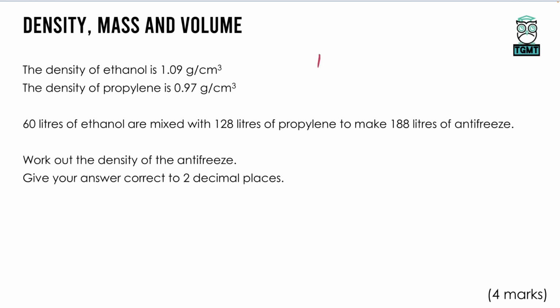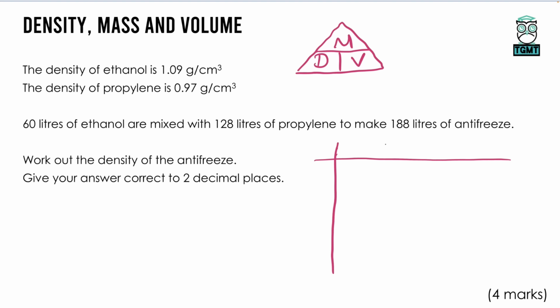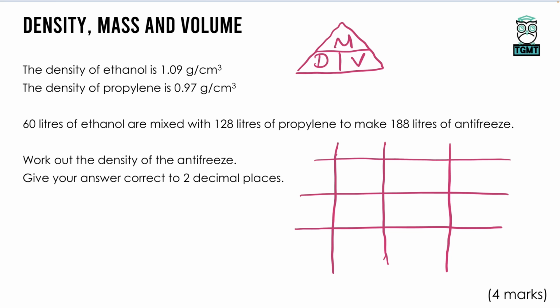Now the formula for density is that density is equal to mass divided by volume, and again we can use a formula triangle. So here we have lots of information. We've got lots of things getting mixed together. When we have this scenario, I like to draw it in a two-way table, just to keep everything really organised and clear as to what we have and what we're looking for. So we'll have a density, a mass and a volume for each thing. We have the ethanol, we have the propylene, and then we have the antifreeze. And there we go, I'm going to write the antifreeze there.